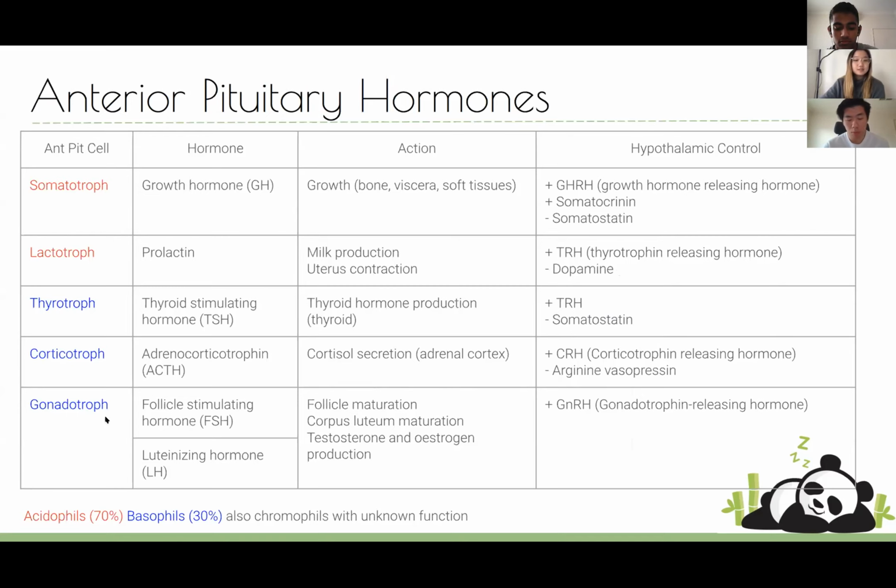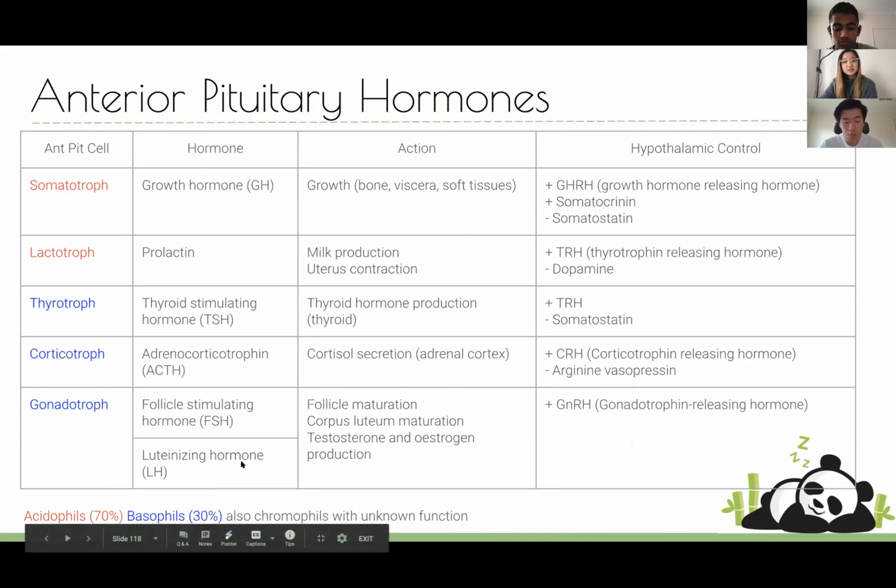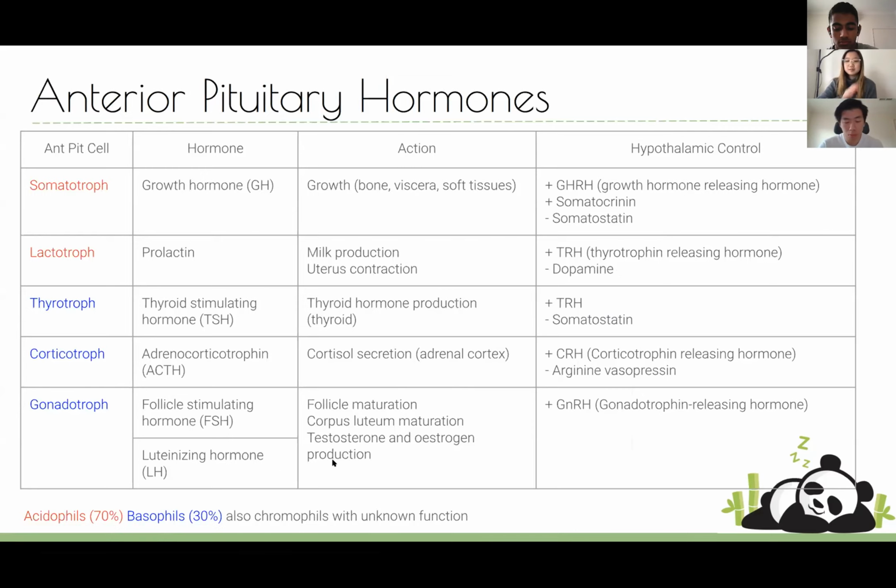Gonadotropes will secrete FSH and LH, and that's involved in a lot of repro stuff again, which we will go through later, and it's stimulated by gonadotropin releasing hormone. So the next thing we'll go through is somatotropes and their hormone, which is the growth hormone, and it essentially causes growth. Pretty self-explanatory.